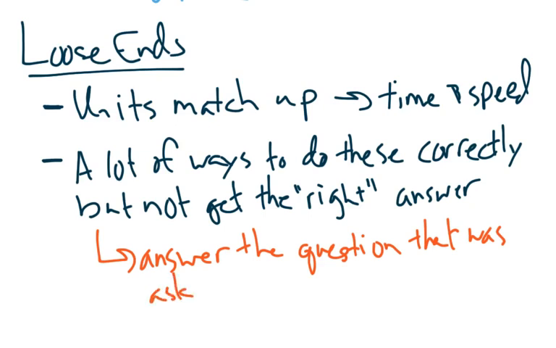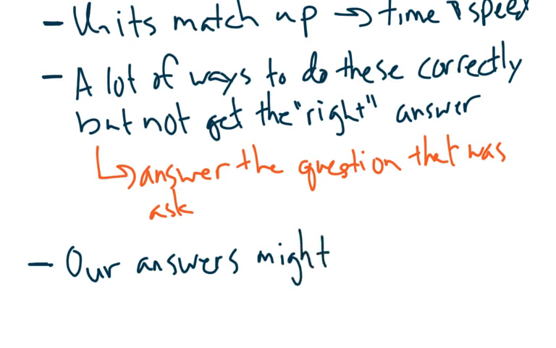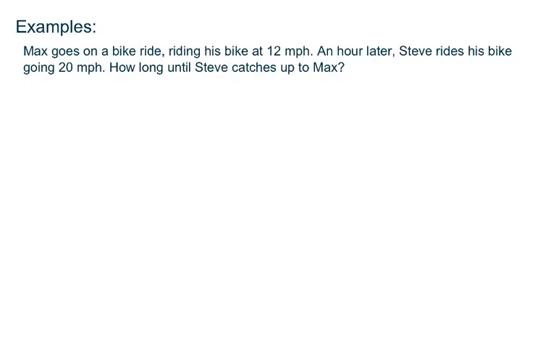And the final loose end that I want to talk about is that our answers might not be pretty. So fair warning, we're going to have some awkward decimals. We're just going to have to deal with it. But this is why we tend to use calculators for these problems. So let's look at our first example. Max goes on a bike ride, riding his bike at 12 miles per hour.